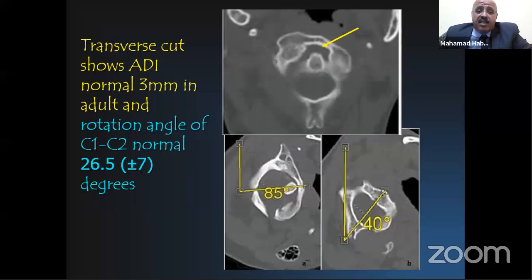Also, the lower CT transverse cuts show you the rotational angle of C1, C2, which is normally 26.5 plus or minus 7 degrees. How do you calculate this rotational angle? You get the longitudinal axis of C2 to the median plane, which is 40 degrees, and the longitudinal axis of C1 to the median plane, which is 85. Subtract both, it's 45. By all means, it should not be more than 34 or 35 degrees. This patient is 45.